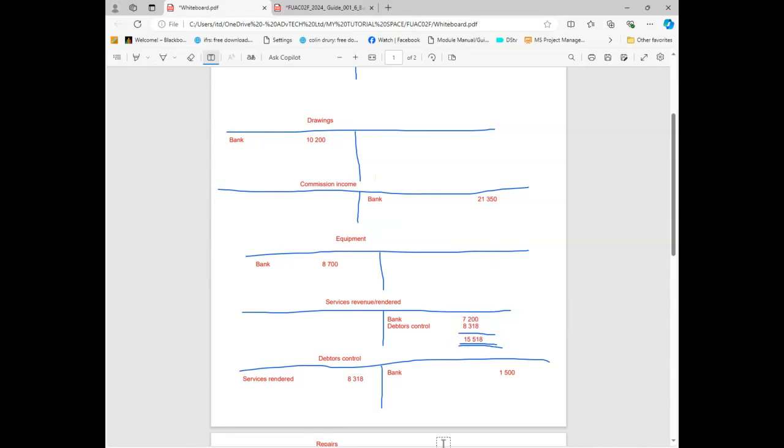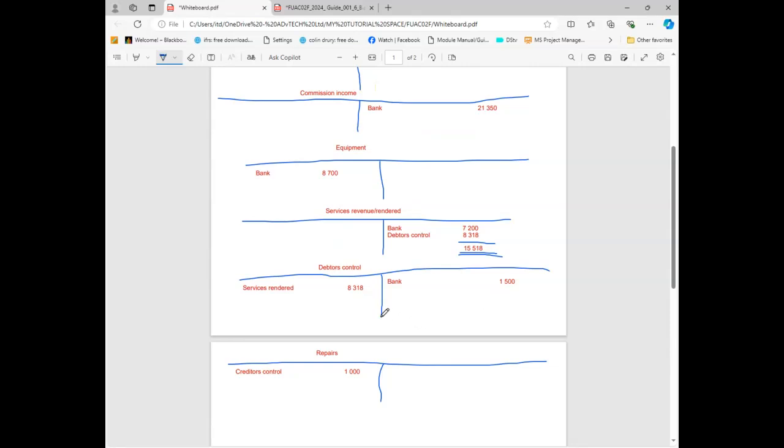And you can leave it one-sided like that, but this one we can just balance because it's got figures on both sides. Remember the balancing method. Yes, sir. The difference is 6,818. So the total is 8,318, and then the difference will be on the credit side, which is 6,818, called balance. Like that.